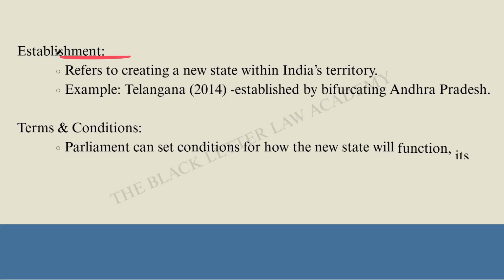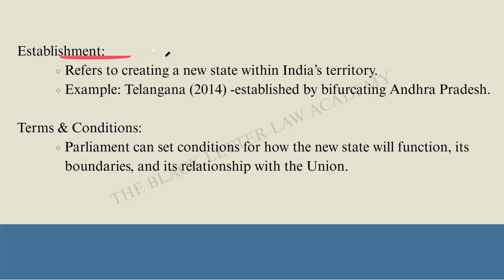Okay, that is admission. And the second term is establishment. Establishment means creating a new state within India's existing territory. This is existing territory. The previous one was not a part of Indian territory. So for establishment, an example is Telangana in 2014, which was established by bifurcating Andhra Pradesh.